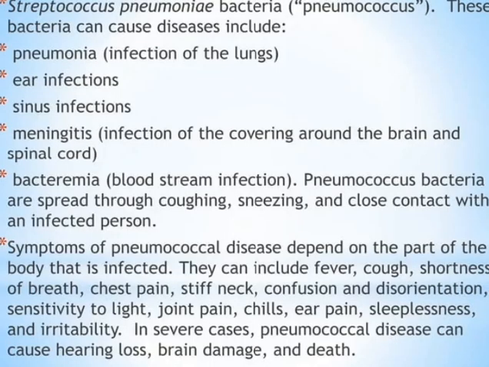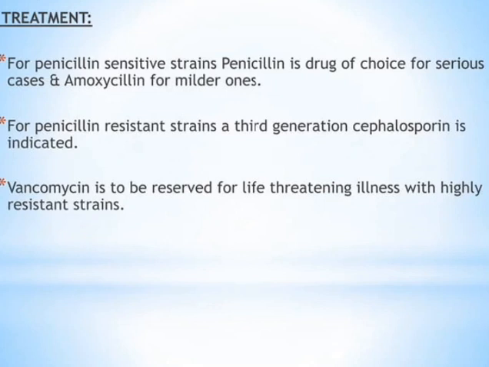Symptoms of pneumococcal disease depend on the part of the body that is infected. They can include fever, cough, shortness of breath, chest pain, stiff neck, confusion and disorientation, sensitivity to light, joint pain, chills, ear pain, sleeplessness and irritability. In severe cases, pneumococcal disease can cause hearing loss, brain damage and death.